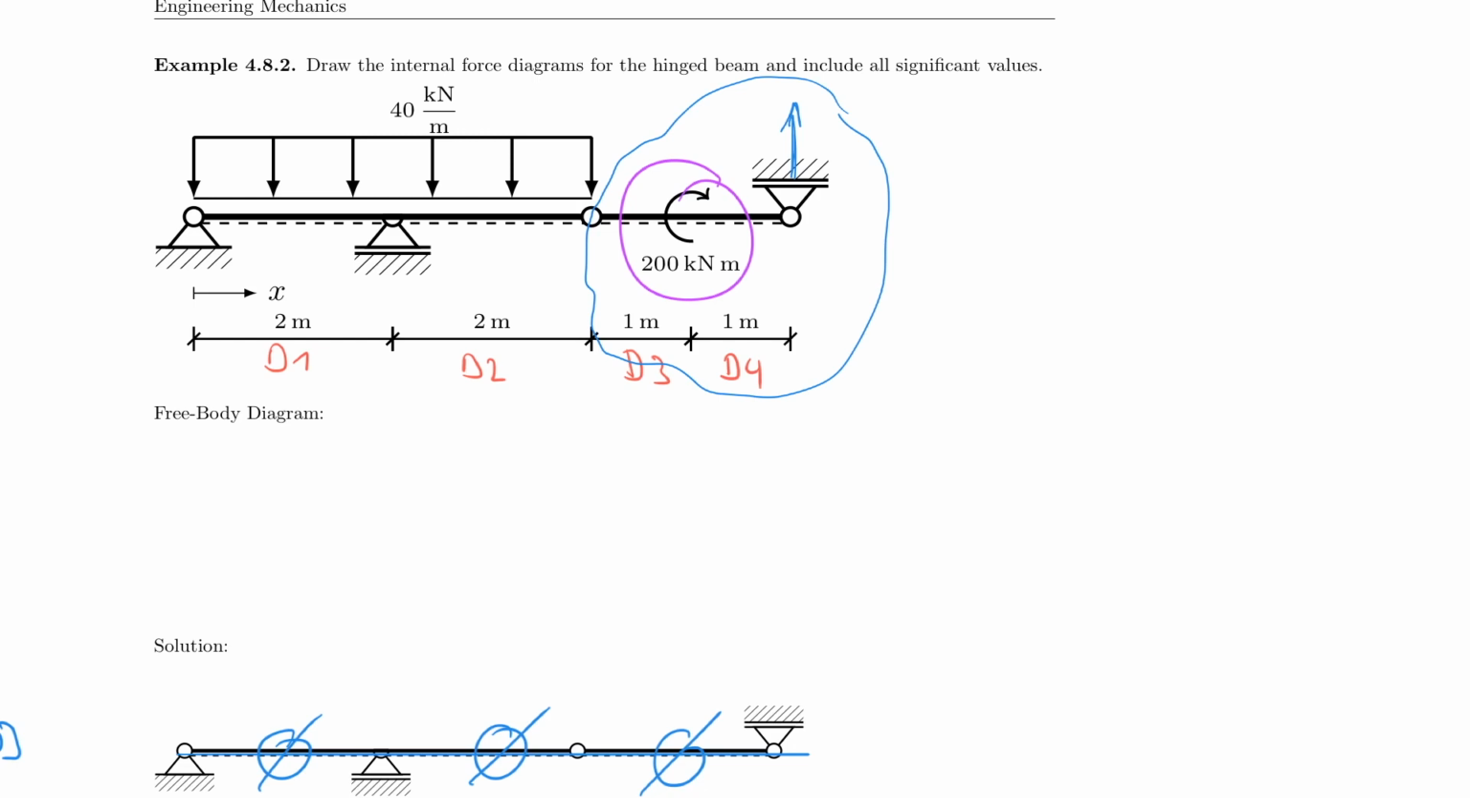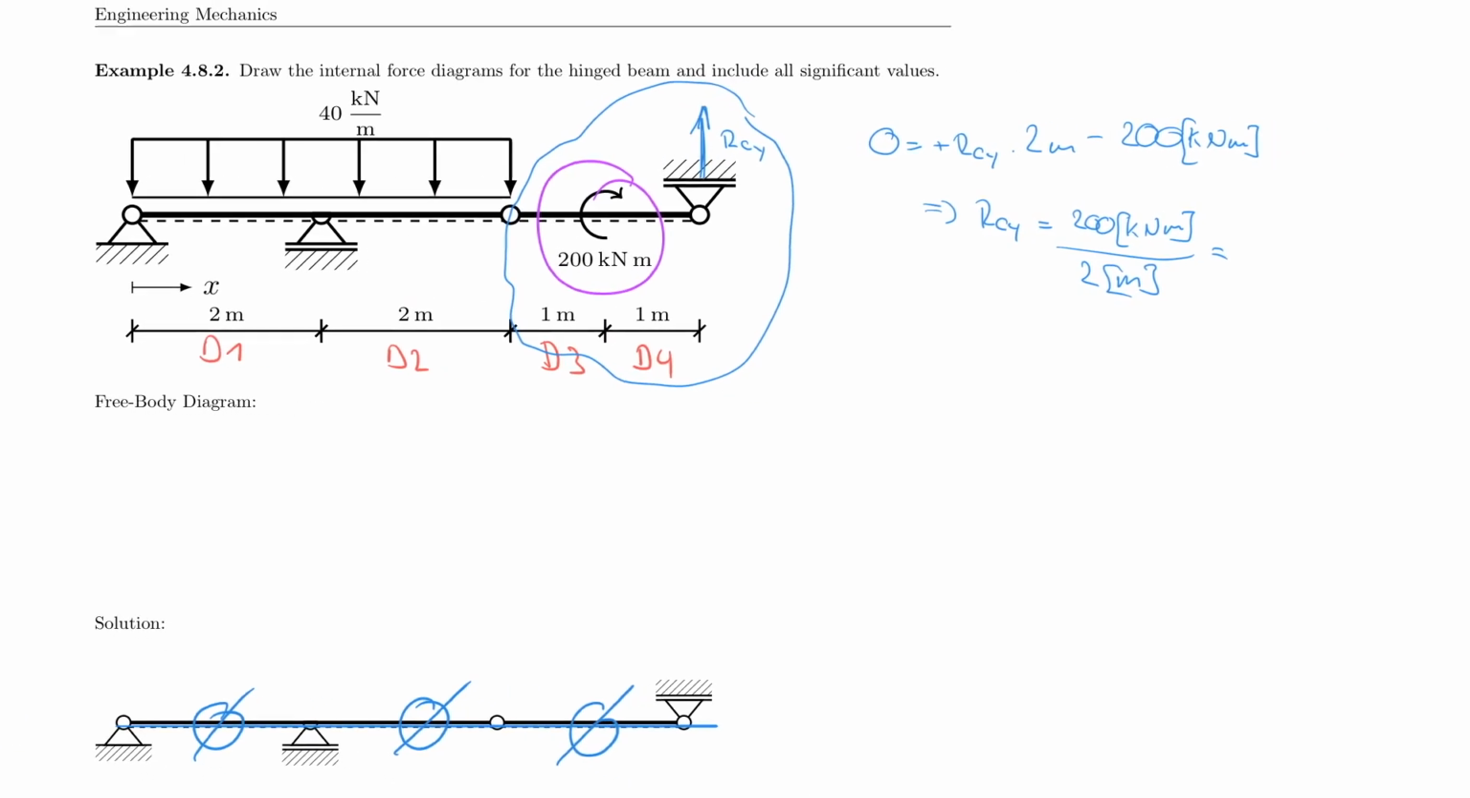So all I have to do is make sure that RCY balances the 200 kilonewton meter. So the equation would be 0 is equal to plus RCY times 2 meters, no, sorry, that's not true, minus 200 kilonewton meter must be equal to 0. So effectively, RCY is equal to 200 kilonewton meter divided by 2 meter, and that effectively gives us 100 kilonewton.